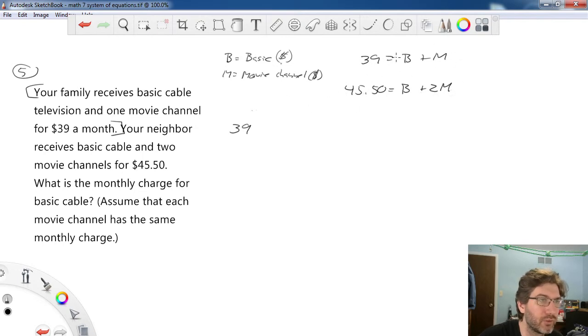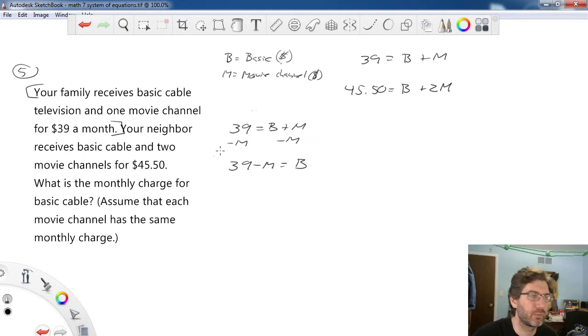So let's solve our first one here for B to get the actual basic cable. So we're going to subtract the movie from each. So 39 minus the movie is going to give you your basic cable. And that makes sense, right? You're paying $39, you're going to subtract it.